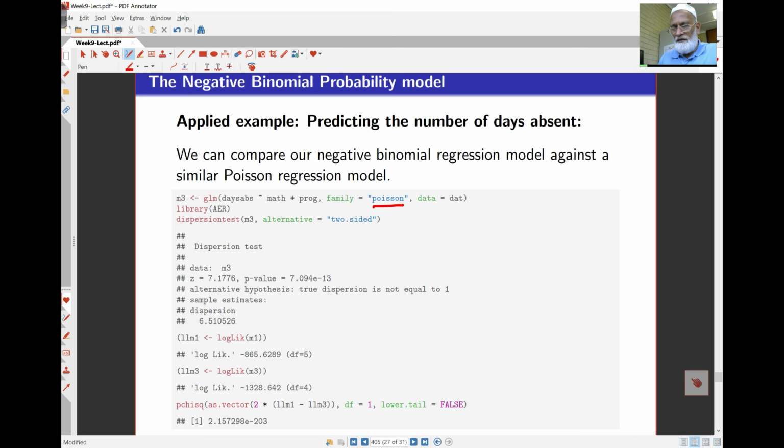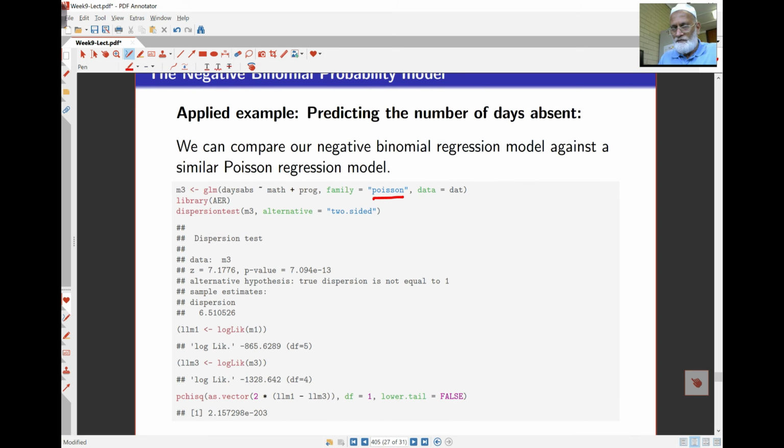Now, here we are going to test to see if the model is correctly dispersed. The library AER has the function we require, which is simply dispersion test for the model we have fitted. The model object is M3, and the alternative here is two-sided. We don't have any idea whether it's under-dispersed or over-dispersed, so we'll just make it two-sided.